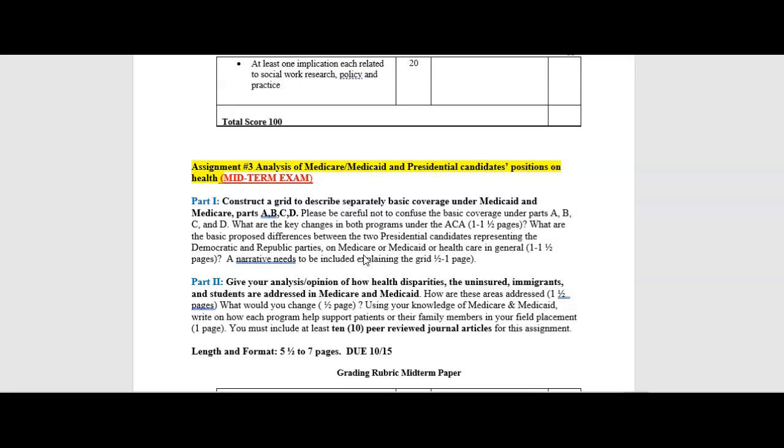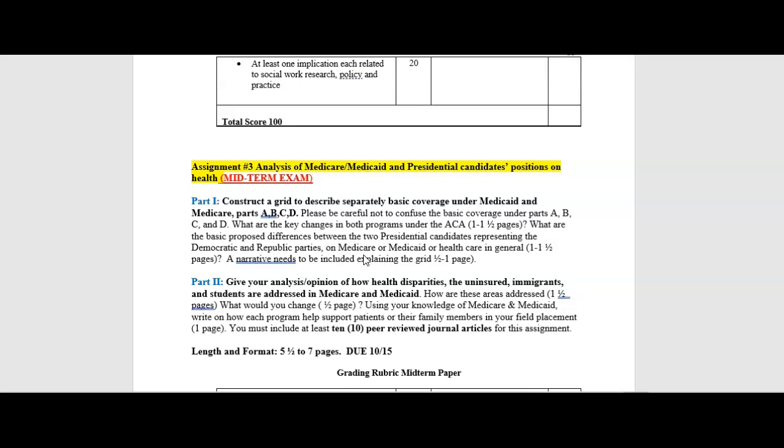How are these areas addressed? What would you change? Using your knowledge of Medicare and Medicaid, write on how each program helps support patients or family members in your field placement. Again, make sure you include a focus on COVID-19 in that discussion as well: how Medicare and Medicaid can help with clients in your field placement and help clients with COVID-19.